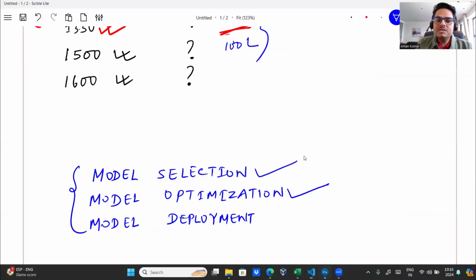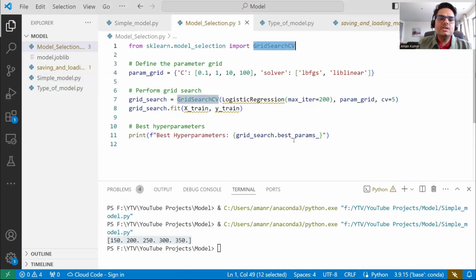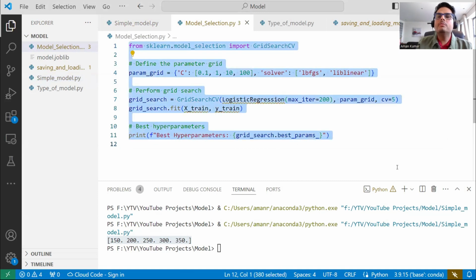Please remember, guys, I have created a detailed video on all these topics. You simply have to go and search grid search CV unfold data science. You will get a video explaining all the concepts of what happens in grid search CV, but I'm just trying to tell you at a very high level. What it does is it gives you the best model from a set of parameters. So it basically tunes the parameters, the hyperparameters, of your model.